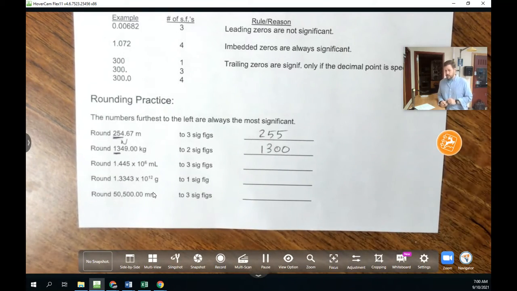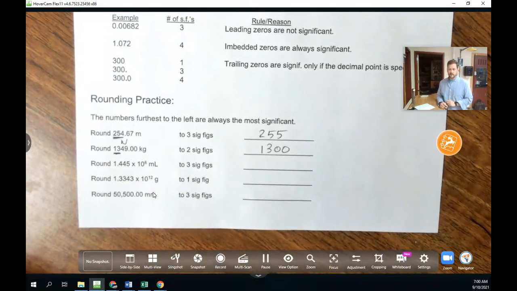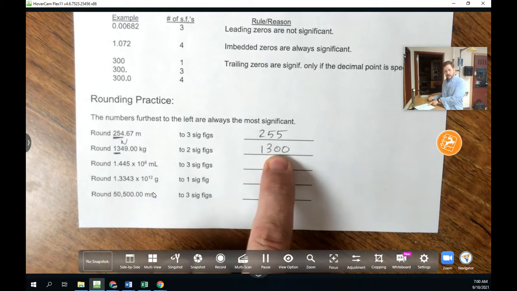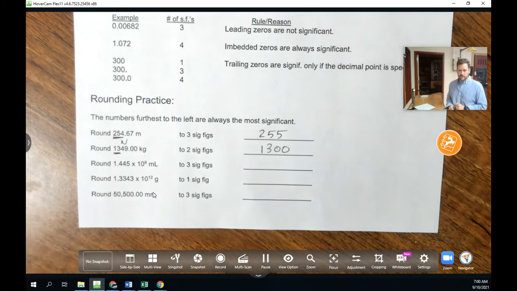Do not put a decimal point there, because if you did, that would be 4 significant figures, not 2. Remember that a decimal point makes trailing zeros count, but without the decimal, that only has 2 significant figures. So somebody is trying to communicate here in writing that the number is about 1,300. It could be 1,270. It could be 1,310. But we know the hundreds place with precision.